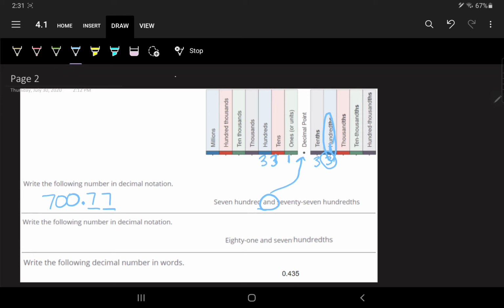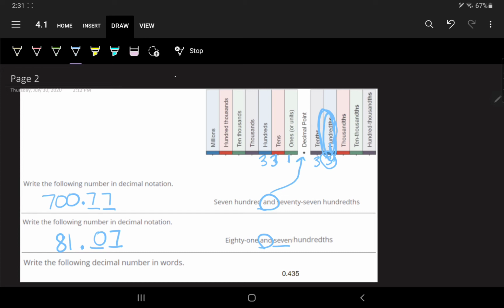All right, let's do one that's a little bit trickier. This is 81 and 7 hundredths. 81 and, now here's what's tricky. It's hundredths, and I know hundredths means 2 places after the decimal, but I only have one number to write. I have 7, but I have to fill in the 2 blanks. So the 7 has to go here, and I put a 0 before that. There's 81 and 7 hundredths.